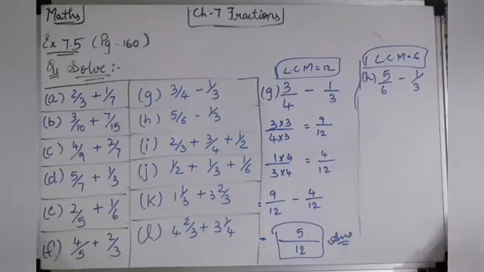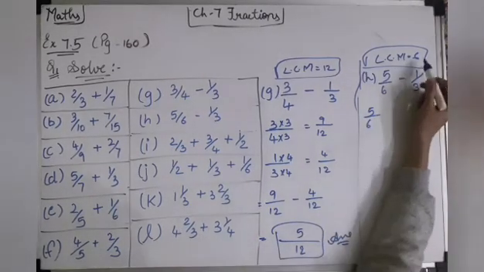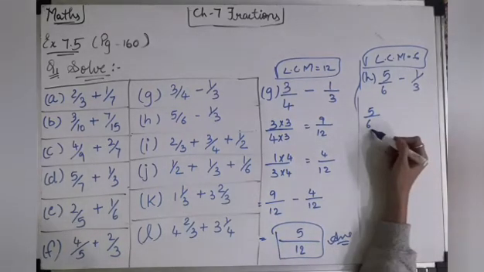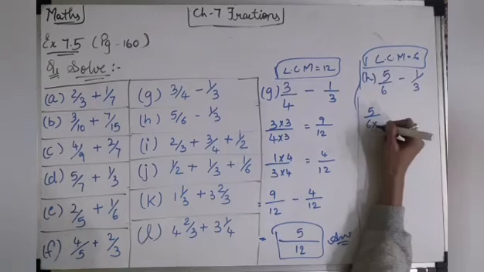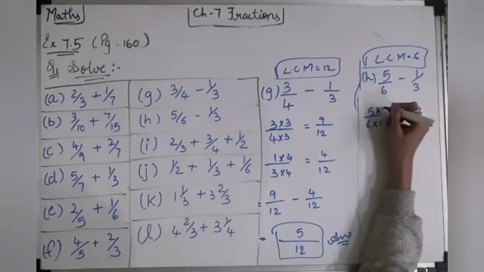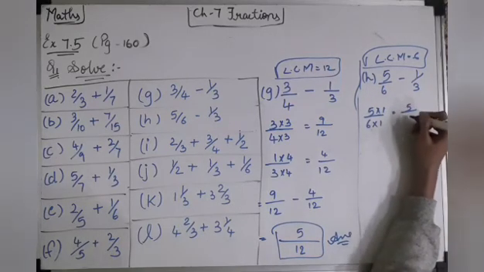Okay. So 5 upon 6. So in denominator I need 6. But already 6 is there. So what I will do? I will multiply by 1, so that my denominator does not change. So in numerator also I will multiply by 1. So 5 ones are 5 and 6 ones are 6.